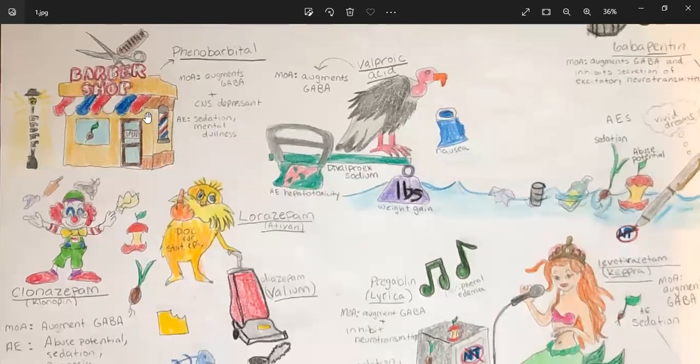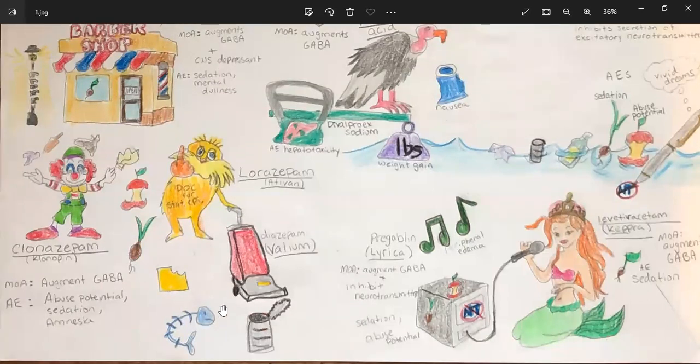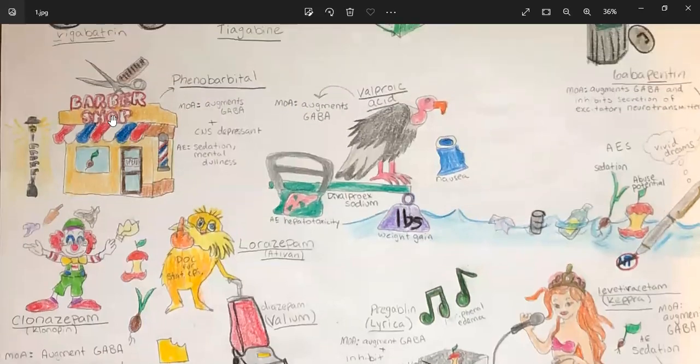So phenobarbital, outside of the shop, we have some free entertainment with a clown who's juggling some garbage, and then the Lorax, which is also vacuuming up garbage. And so all of these augment GABA. And then the barbershop, in addition, is a CNS depressant. So we just have this little street sign with some spine, like the central nervous system shown there. And there's a little sad face on the light pole because it's depressed.